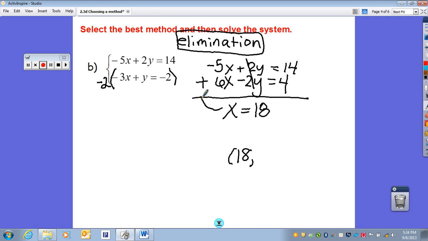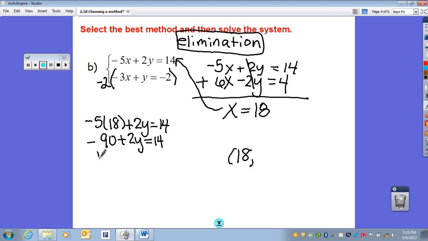Now I'm going to substitute the 18 into one of the equations, doesn't matter which one. So I'm going to take negative 5 times 18 plus 2y is equal to 14. So negative 90 plus 2y equals 14. I'm going to add 90 to both sides. 2y is equal to 104. And when I divide both sides by 2, I get y is equal to 52.